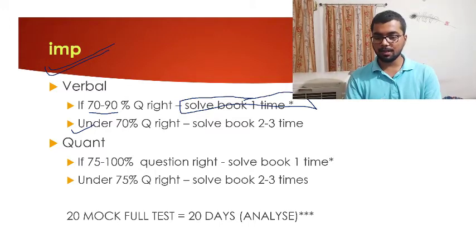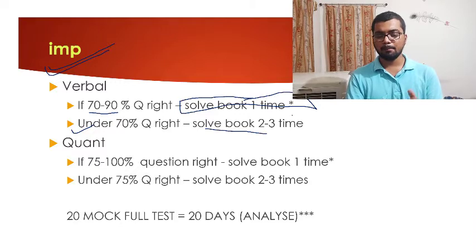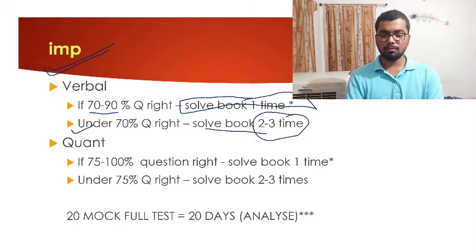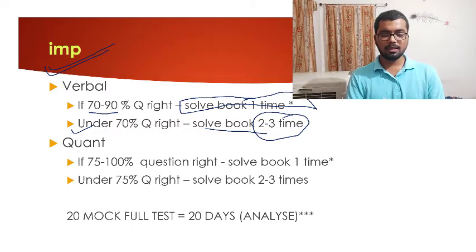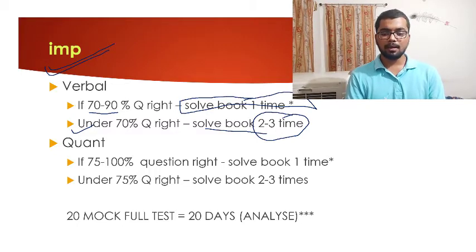And the second one: if you score less than 70% of questions right in a particular book, then for verbal only, solve the book at least 2 or 3 times before going to the GRE. It is very important to solve the book as much as you can. It is not about the number of questions you are doing, it is about what you are doing with correctness, with the rightful skill.